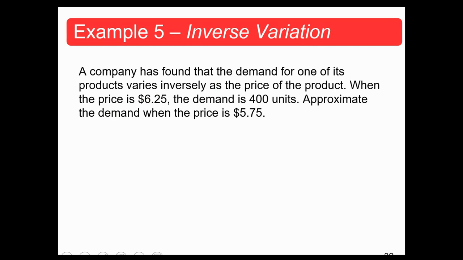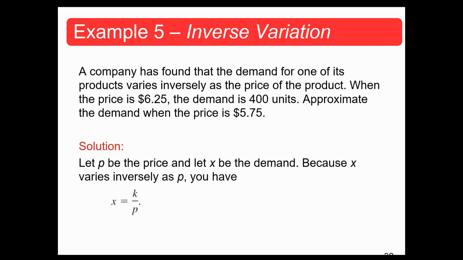Here's an example. A company has found that the demand for one of its products varies inversely as the price of the product. When the price is $6.25, the demand is 400 units. Approximate the demand when the price is $5.75. So there's two parts to this.